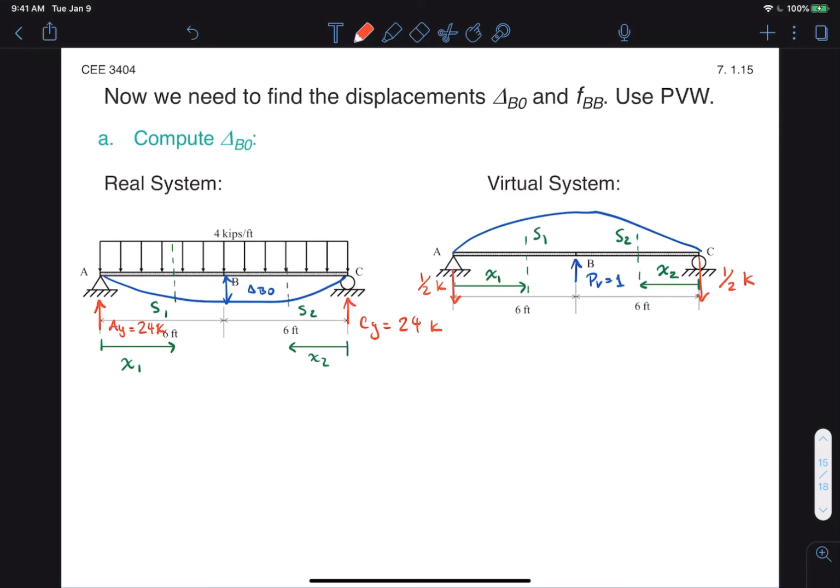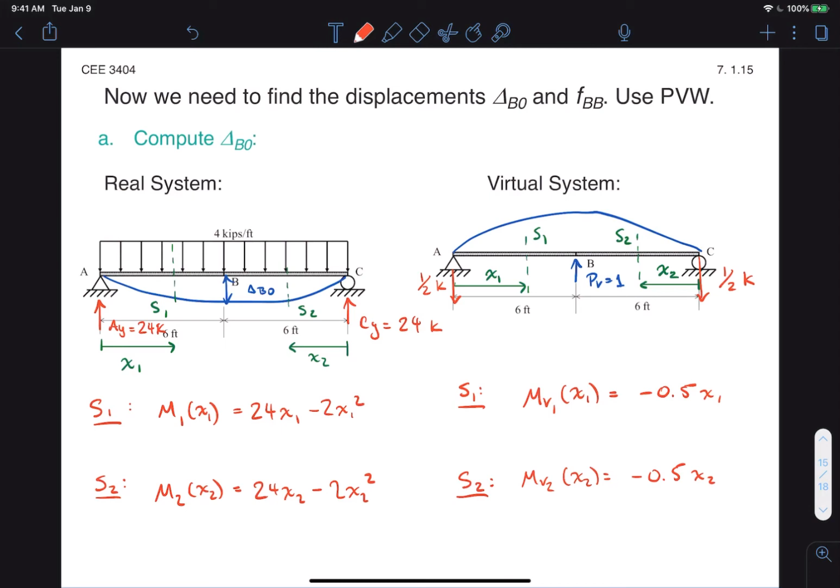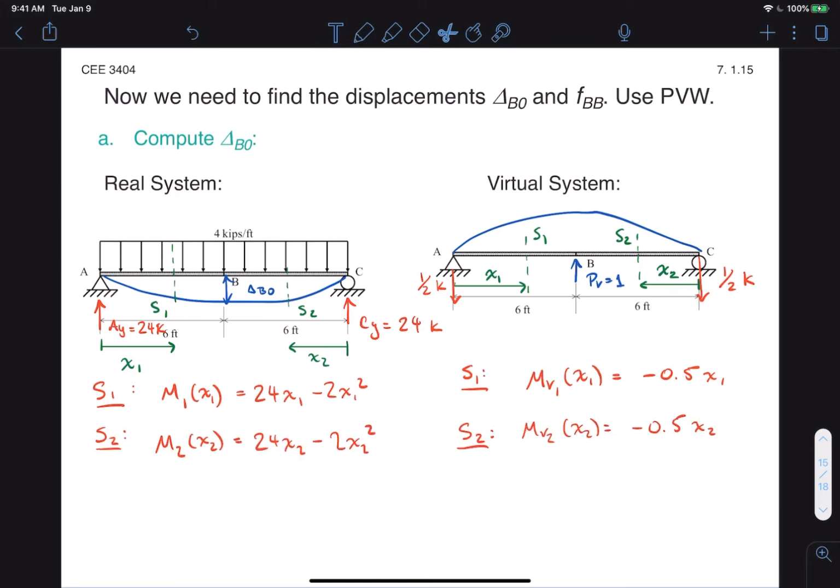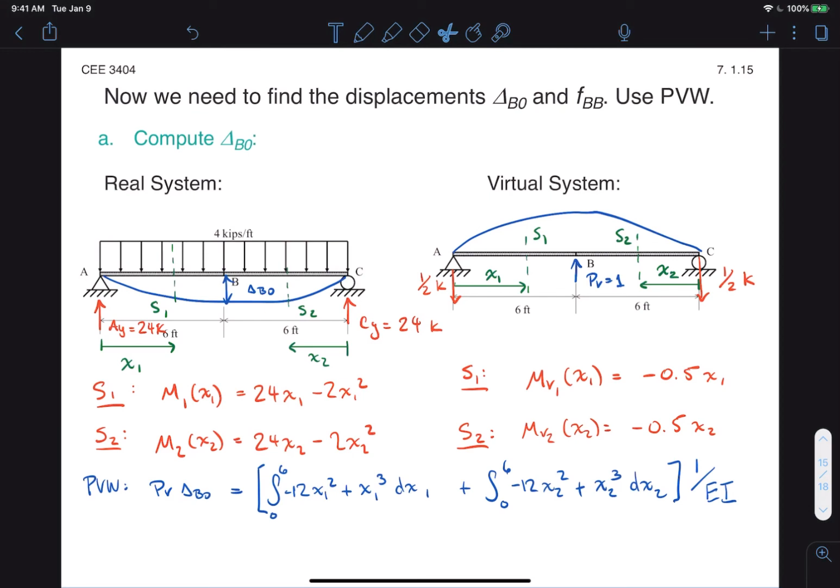All right, so to focus on the method, we won't spend a lot of time on applying principle of virtual work. I'll just give you the solutions, and if you want, you can make sure that you can obtain them. So for section 1, in the real system, you would get the moment M1 is equal to 24x1 minus 2x1 squared. And for section 2, you would get 24x2 minus 2x2 squared. So essentially, same thing. And for the virtual system, you would get the following. So applying virtual work to solve for delta B0, we get the following. And solving out this integral, we get the final result that delta B0 is 1080 over EI. Okay, so let's leave that there.